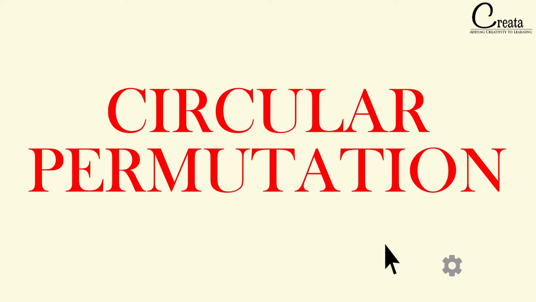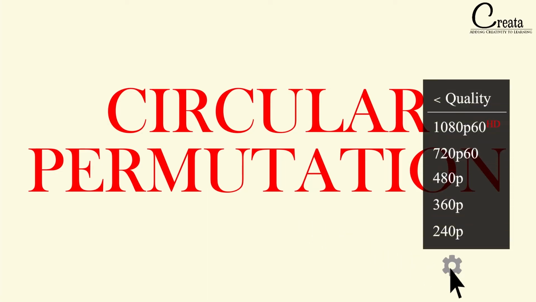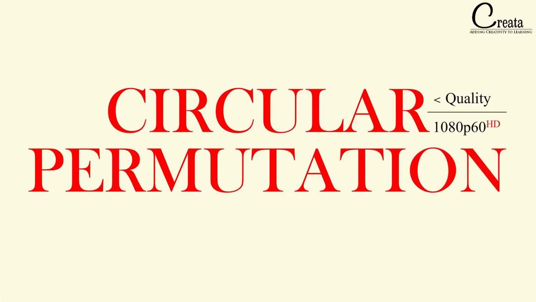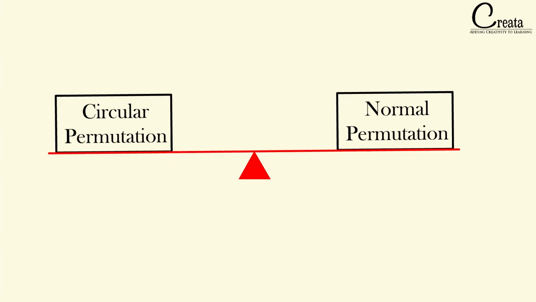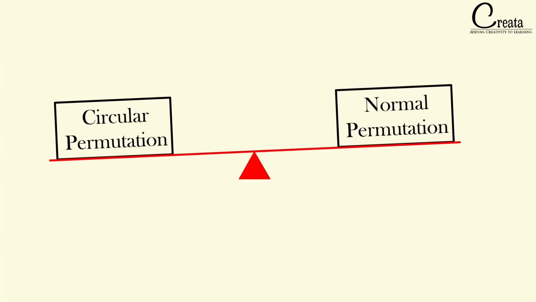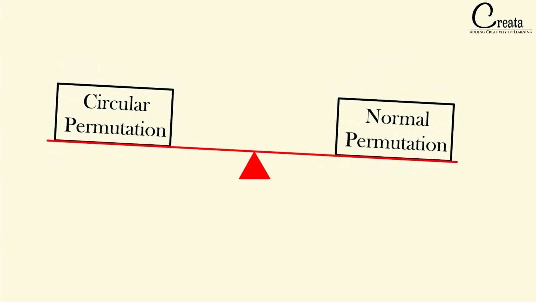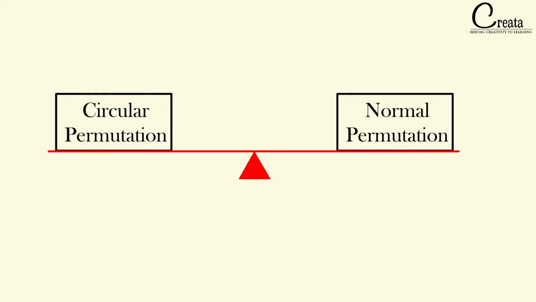In this lecture, we will cover circular permutation, that is, permutation in a circular order. We know permutation is arranging things in a definite order, and circular permutation means arranging things in a circular order. Let's see what it is. Firstly, we will compare the circular permutation with the normal permutation. We have covered the normal permutation, that is, arranging things in a definite order.